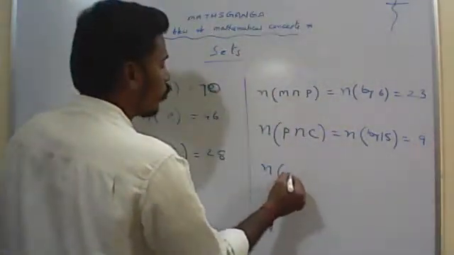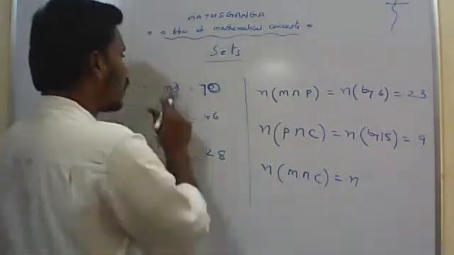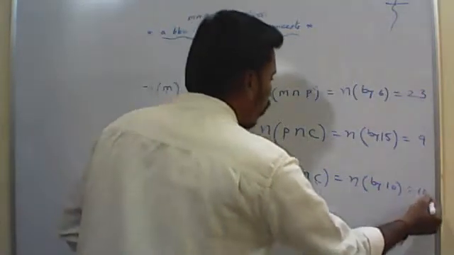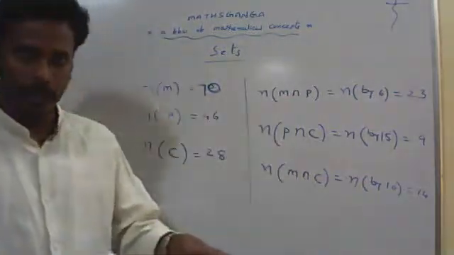In the same way, for the number of students who took maths and chemistry, this is 2 and 5, which is nothing but numbers divisible by 10. So this is nothing but 14. Totally there are 14 students who took both chemistry and mathematics.